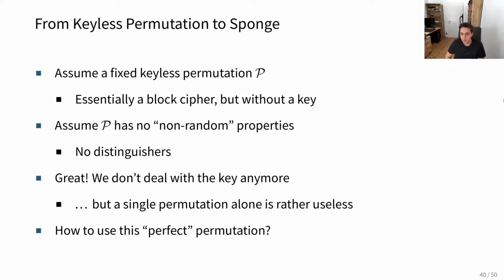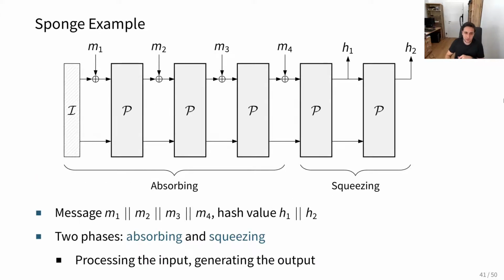But a single permutation alone is rather useless. First, we don't solve this more data problem, and secondly, we still don't have a key, so it's not very secure. It's all public, right? But let us just assume we have this perfect permutation which doesn't use a key, but has no visible non-random properties. A very good permutation, which is secure, so there are no distinguishers. Now the question is, how do we use this? And this brings me to the sponge function.